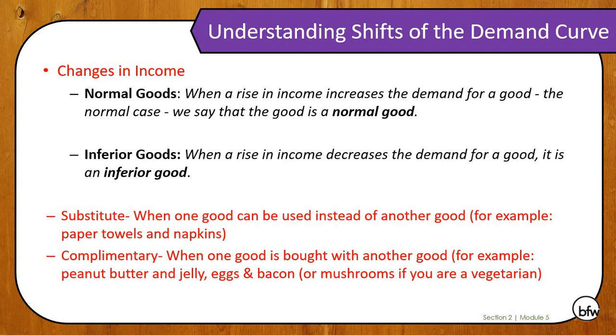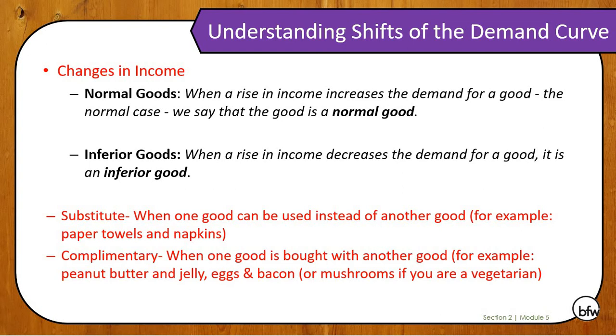An inferior good is when a rise in income decreases the demand for a good. So think about maybe store brand products or anything that's seen as kind of cheaper quality. That's an inferior good. Things that are at the dollar store, right? Things like that. I'm not hating on that stuff. I'm just saying that's an inferior good, because when people make more money, they tend to buy more expensive goods and services.